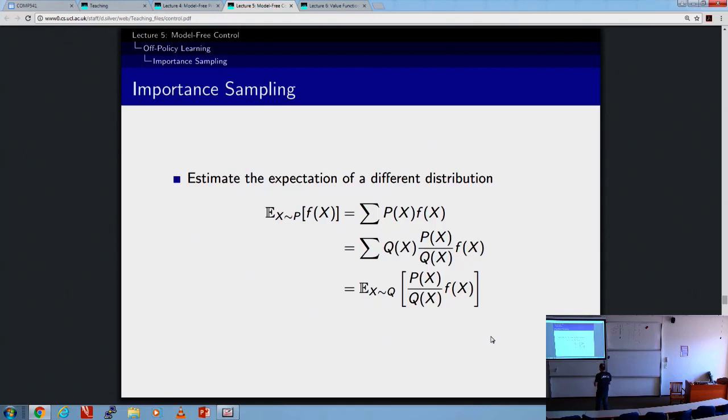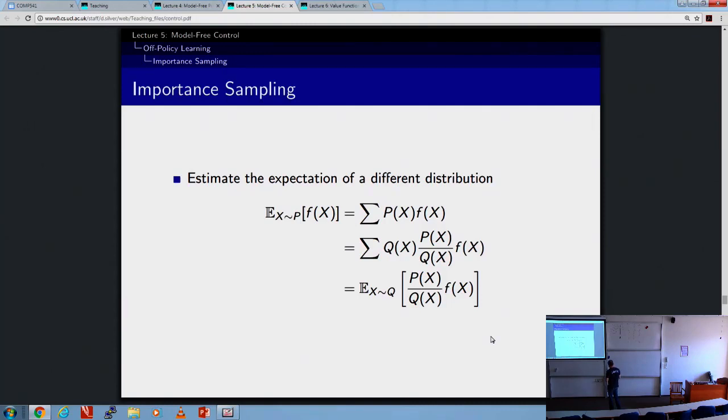Let's say I want to calculate an expectation of something according to the p distribution. So f of x is some function, and I want to calculate this expectation according to the p distribution. Unfortunately, I don't have access to the p distribution. I only have access to samples from a different distribution called q.